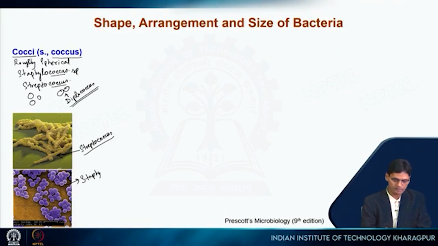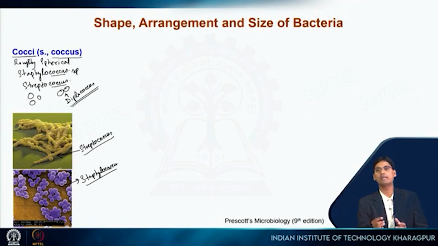Similarly, some other bacteria, for example, Staphylococcus, divide in multiple planes and they are not getting separated. As a result, they just stay like grapes, multiple cells together. So this is called a grape-like structure, and Staphylococcus aureus can form this kind of arrangement.